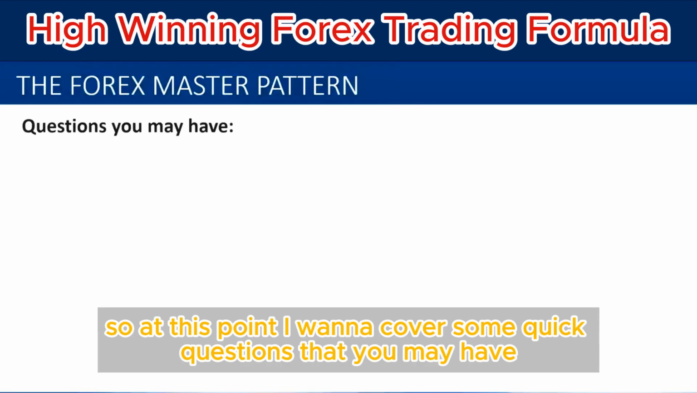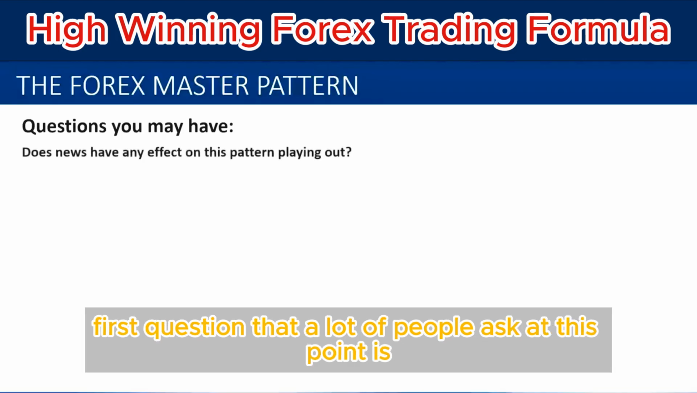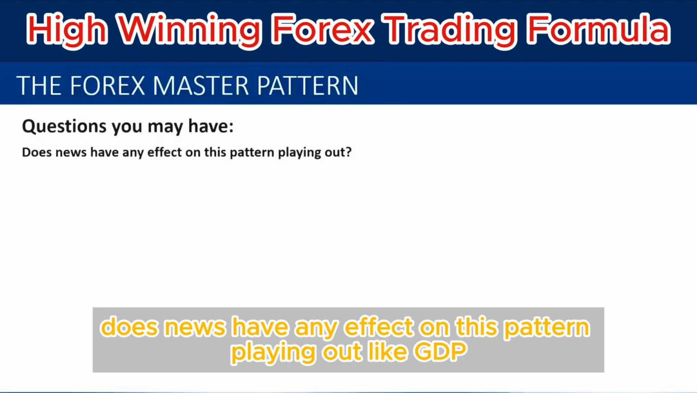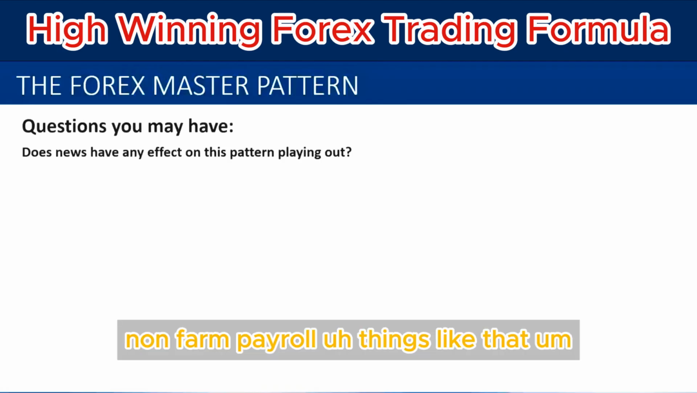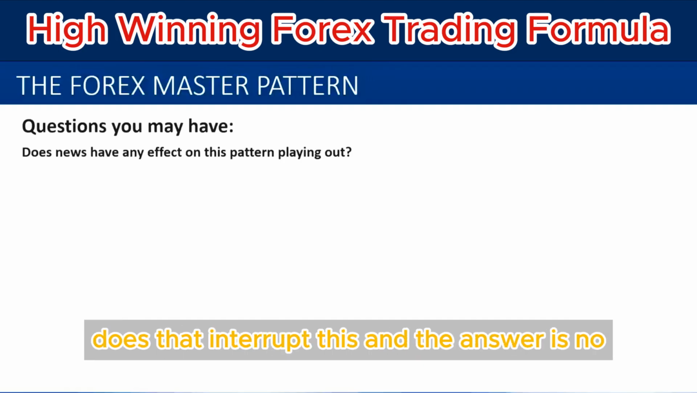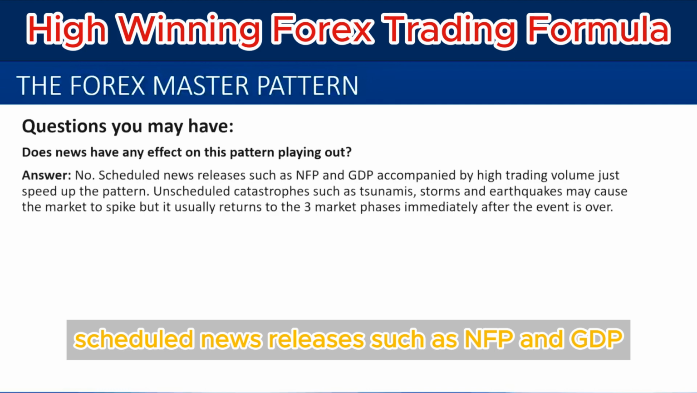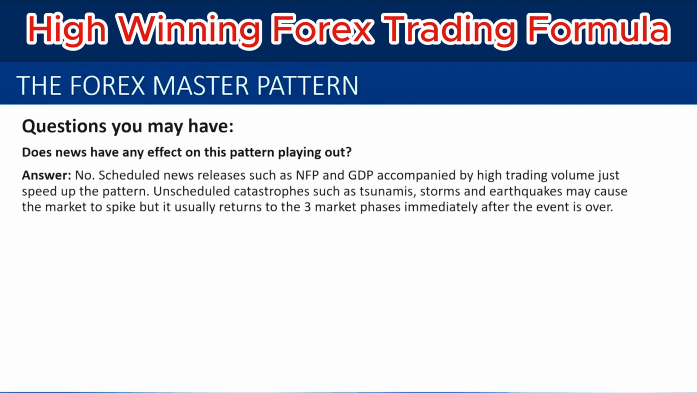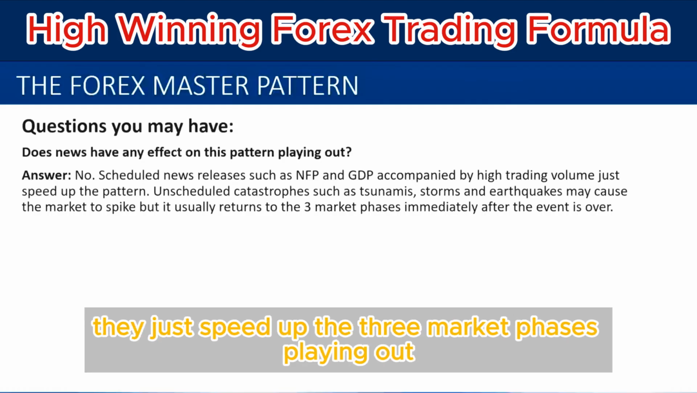So at this point, I want to cover some quick questions that you may have, especially if you have experience trading. The first question that a lot of people ask at this point is, does news have any effect on this pattern playing out, like GDP, non-farm payroll, things like that? Does that interrupt this? And the answer is no. Scheduled news releases such as NFP and GDP, accompanied by high trading volume, just speed up the pattern. They just speed up the three market phases playing out.